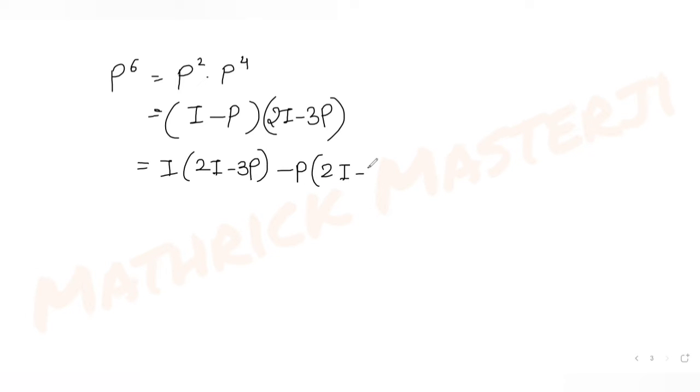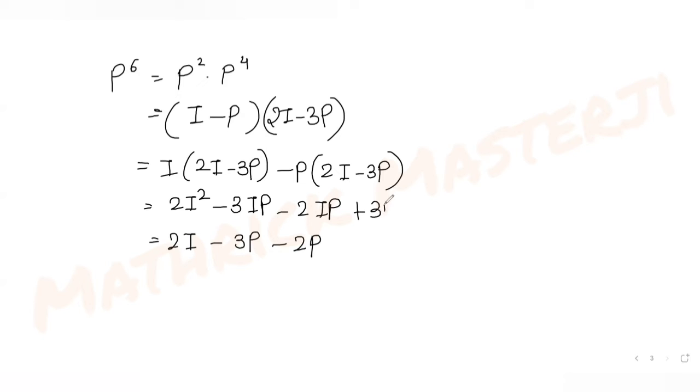I already have P squared with me, which was I minus P. I also have P raised to 4 with me, which is 2I minus 3P. So if I solve this, I get I multiplied with 2I minus 3P, minus P times 2I minus 3. So from here I get I into I, which is 2I squared. Again, the square of the identity matrix is an identity matrix, so I write 2I minus 3IP. That gives you minus 3P minus 2IP, which also gives you 2P, and you get plus 3P.